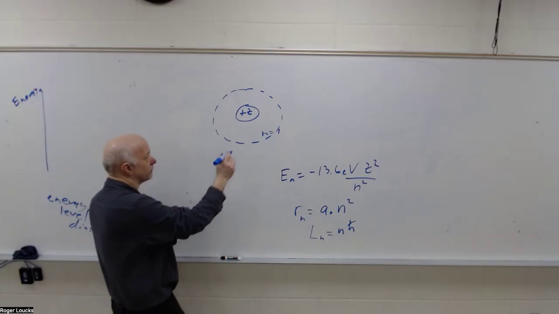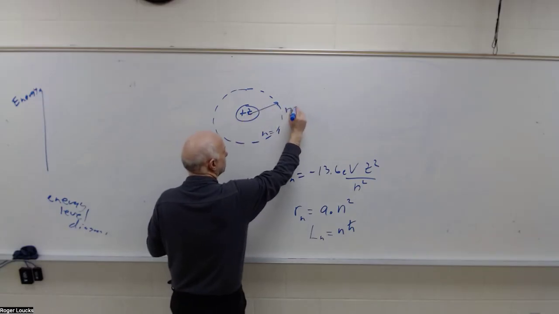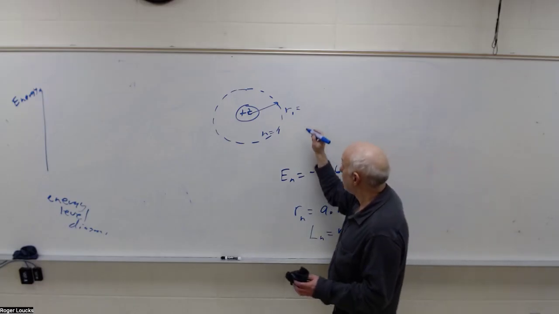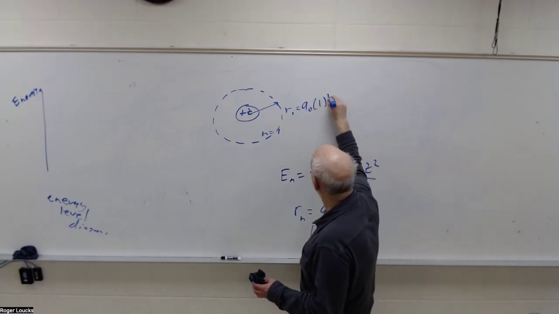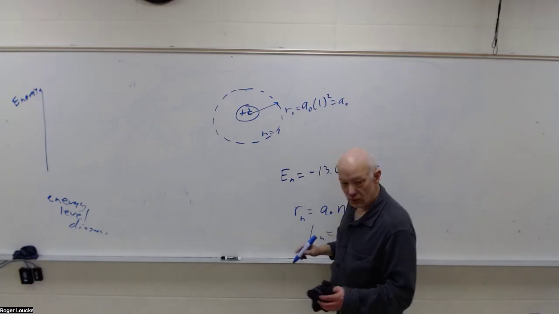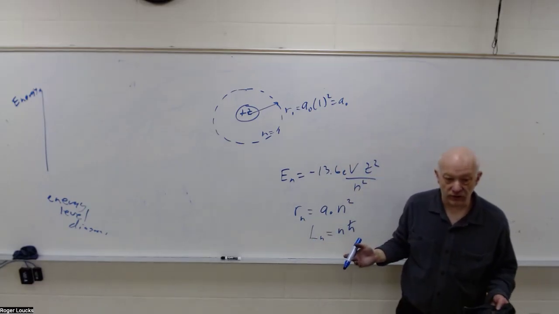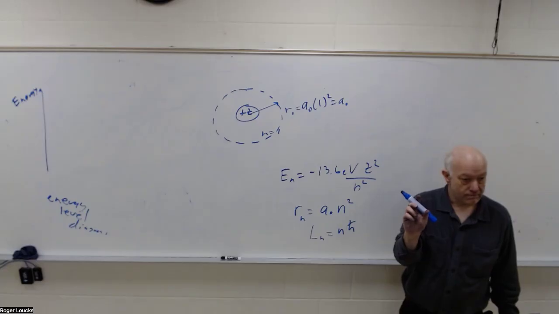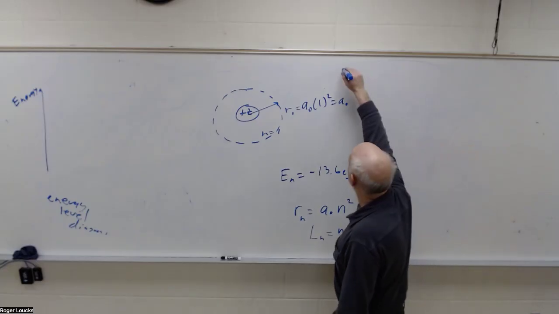Okay, so what would be the radius for this? What would be my R1 value according to this little prescription here? A naught. Yeah, this is just going to be a naught, a naught times 1 squared. Okay, so that Bohr radius is going to give us the size of an atom. Okay, we're going to let Z equal 1.